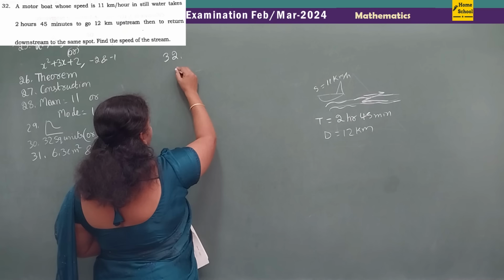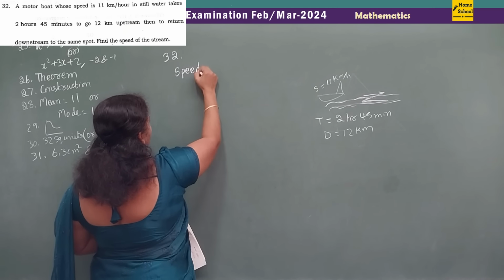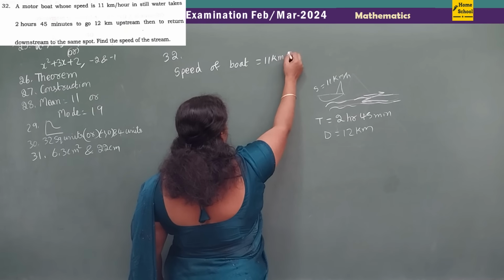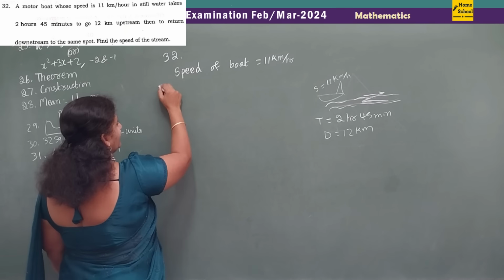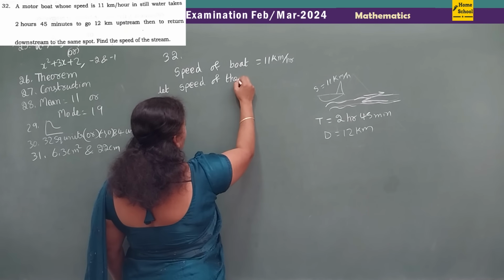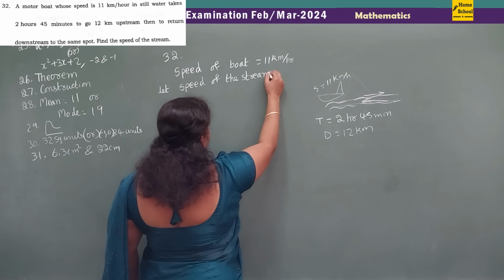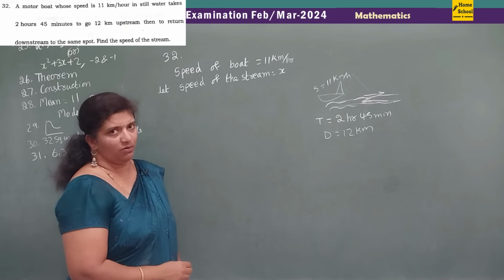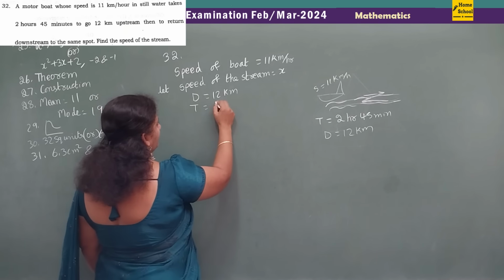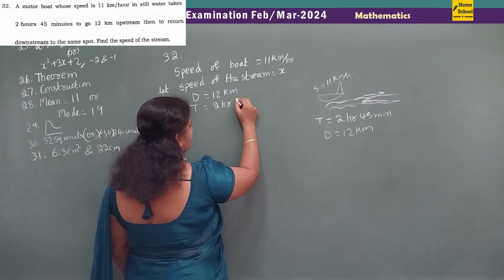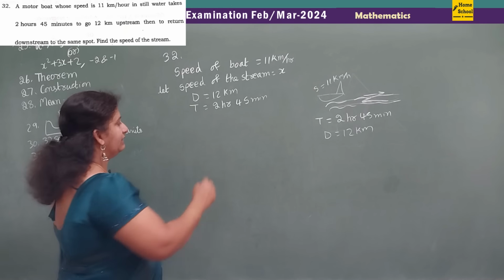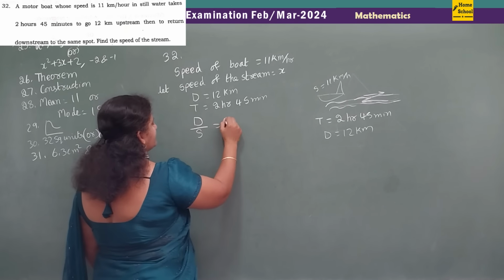So first we know that given speed of boat is equal to 11 kilometers per hour. And let us imagine, let speed of the stream is equal to, we need speed of stream also. So that will be x kilometers per hour. Distance is equal to 12 kilometers. Time it takes to go and come back to the same spot, 2 hours 45 minutes. So we know the relation, that is distance by speed is equal to time.